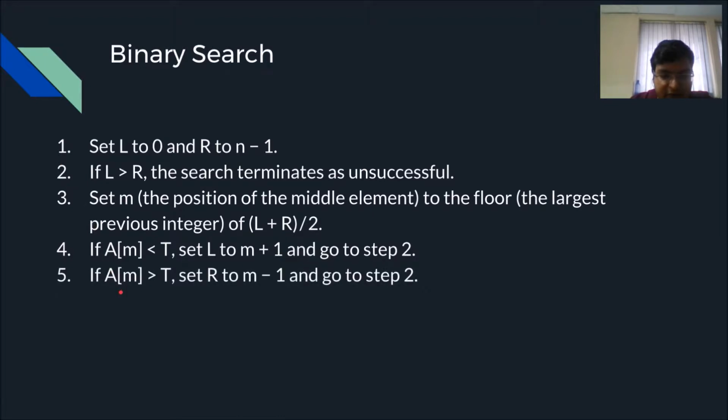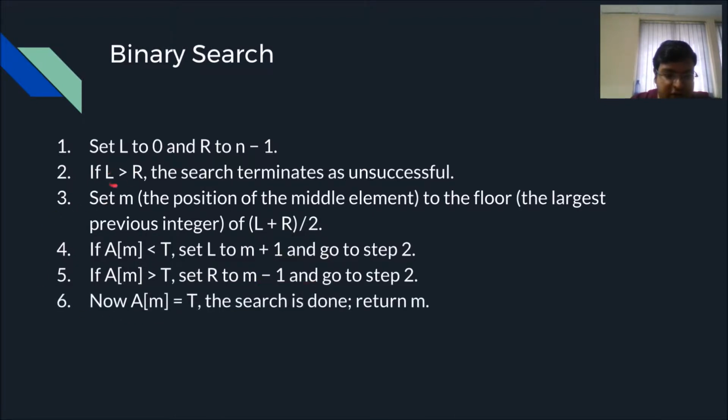Otherwise, if the middle element of the array is greater than your key, that means that the element you want to search for is in the left half of the array. So you set the R pointer to M minus 1 and go back to step 2, and you keep repeating it until you reach the condition L is greater than R. And the base case is where, if you find the key, that means the search is done and you return the index.